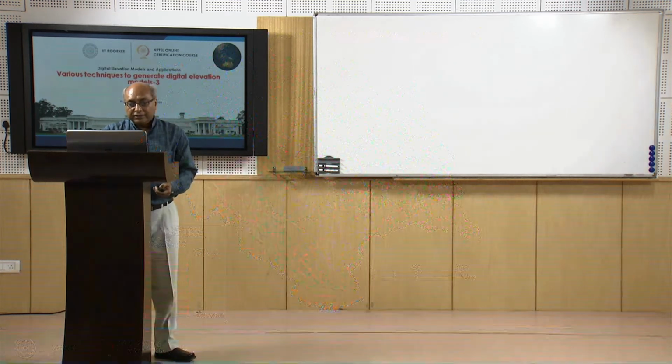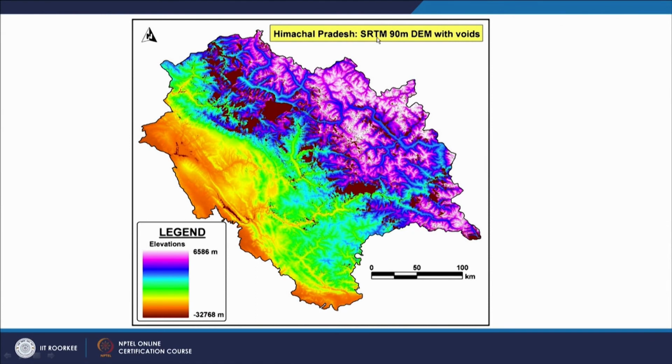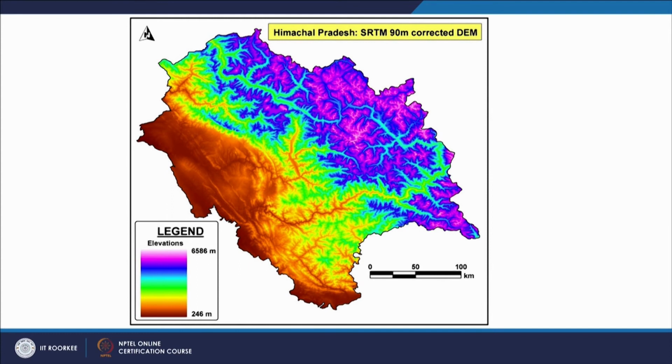Whereas here we are seeing digital elevation model from SRTM at 90-meter resolution but with voids. So if we use both and fill the voids from the first one, which is at 1 kilometer resolution, that is USGS, then we can create a better product. And this is how things can be improved.